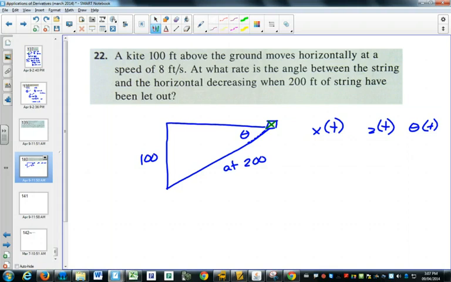And the signature for these ones is... All right. So we know dx/dt is 8 feet per second.